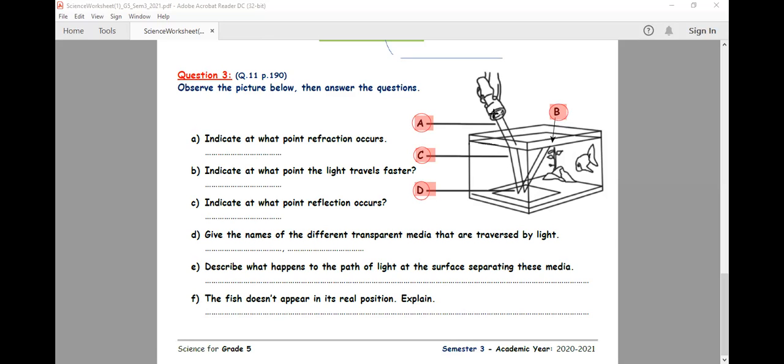Again, I will repeat. We see objects because they send light to our eyes. The fish is sending light to our eyes. When light rays coming from the fish pass from the water to the air, they bend. They change their direction. For this reason, the fish doesn't look in its real place. This is because of refraction.